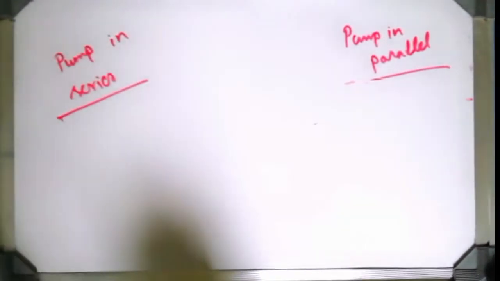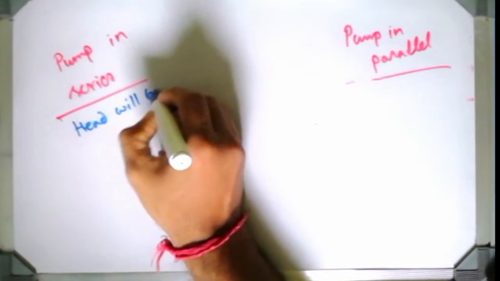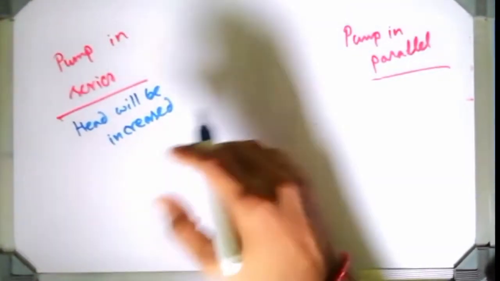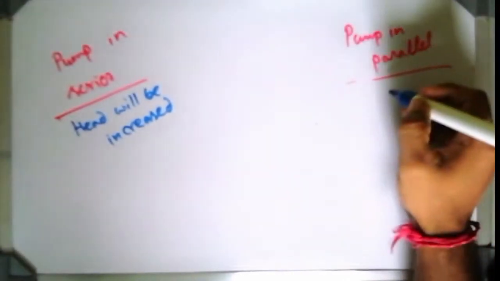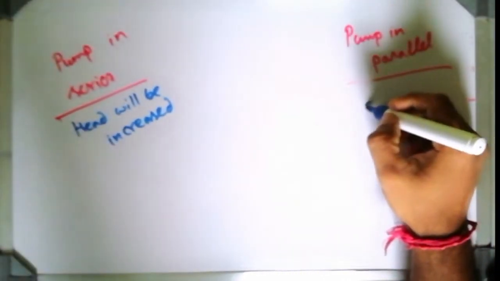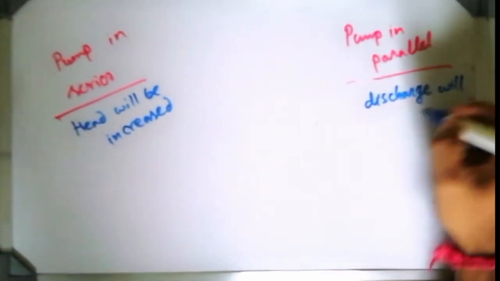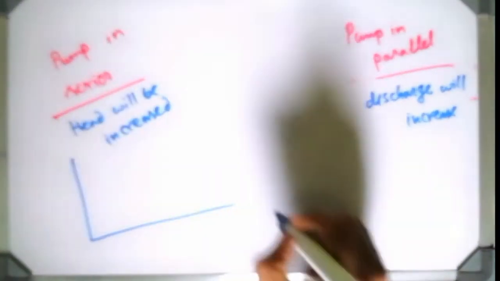If we connect pumps in series, then the thumb rule is head will be increased. Head will be increased. Basically, when we raise water in a multi-storied building, like 40 floors, 30 floors, then the pumps are connected in series. And when the pumps are connected in parallel, then discharge will be increased. Head will remain the same. Discharge will increase. Depending on that, you can make a plot of Q versus head.